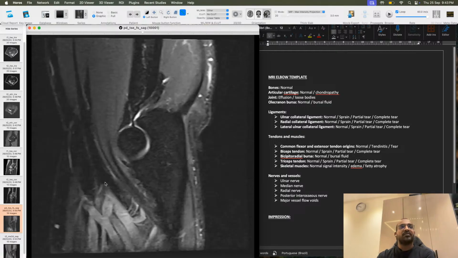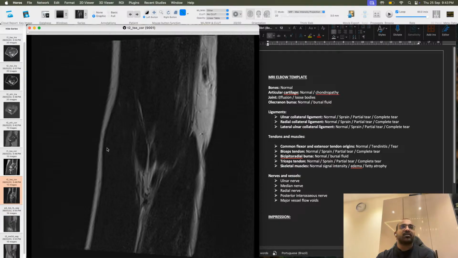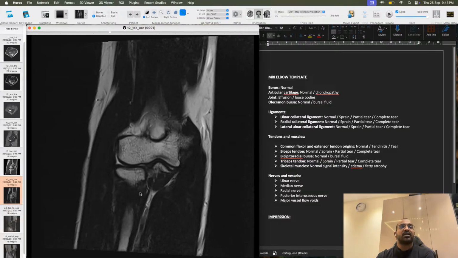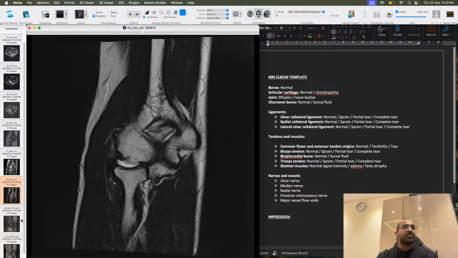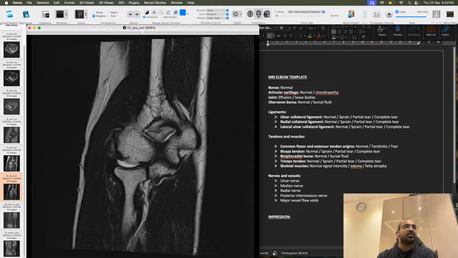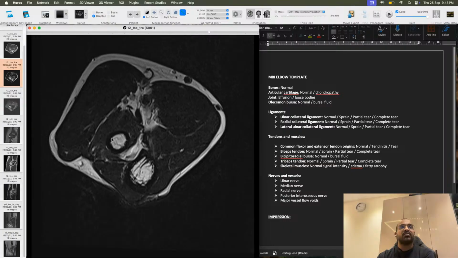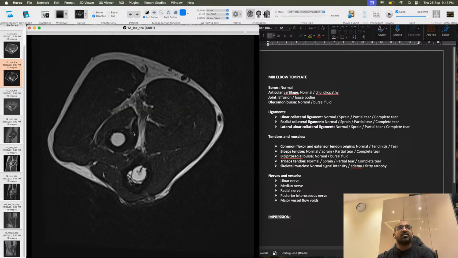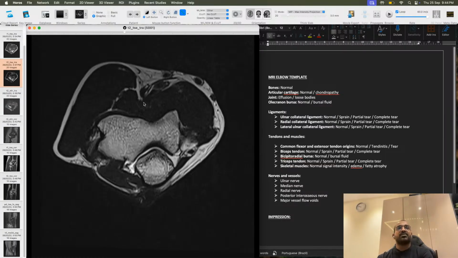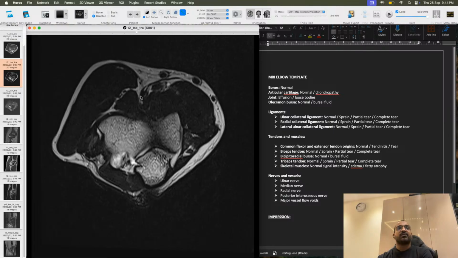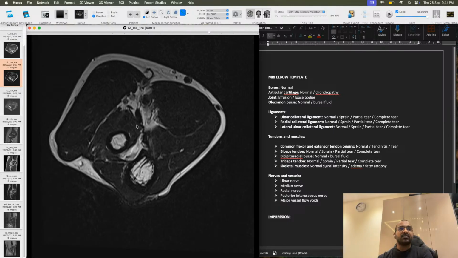Where is the long head of biceps tendon? We have spoken about where exactly it inserts. It inserts onto the radial tuberosity. If you see the sagittal image here, this is the long head of biceps tendon. It also doesn't just go and insert onto the tip of the radial tuberosity. It gives fan-shaped fibers. This is the long head of biceps tendon, and it goes and inserts onto the radial tuberosity.